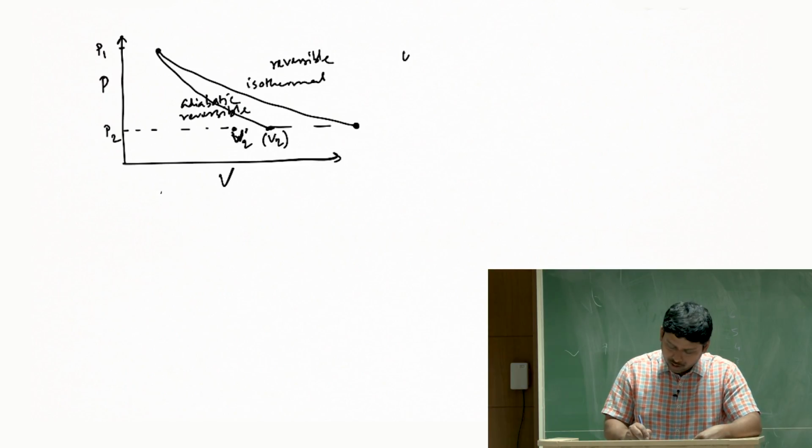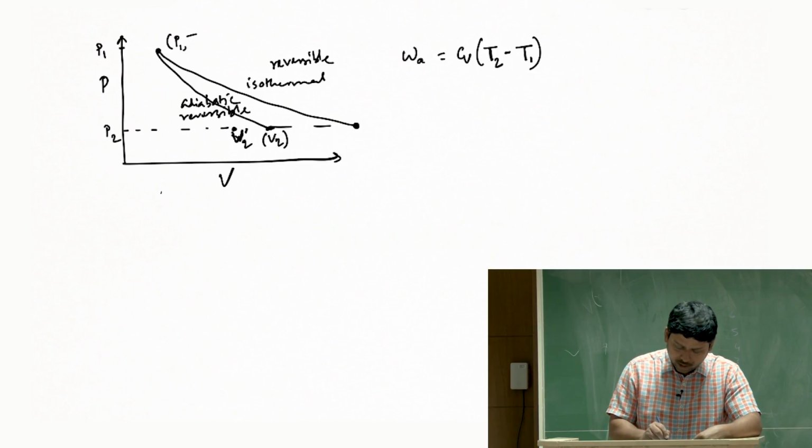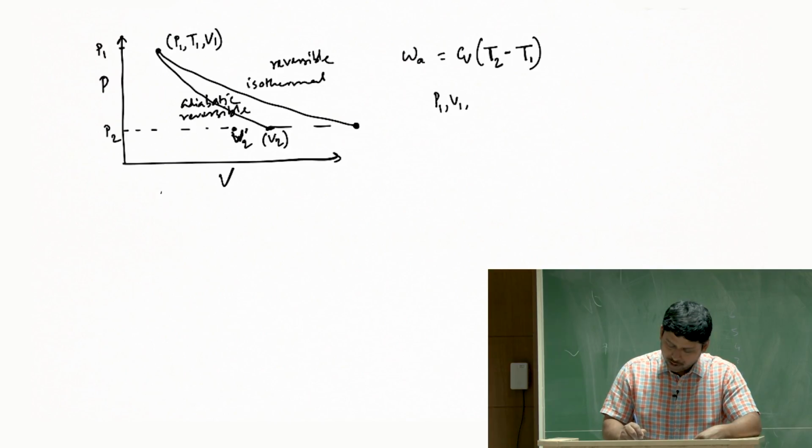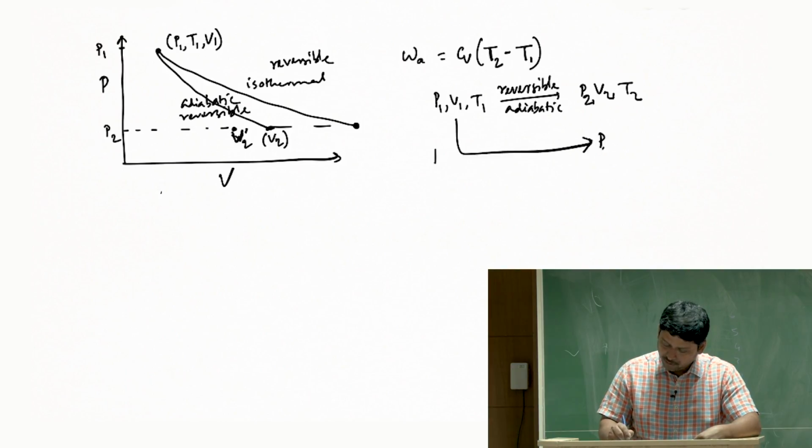So, then we know from the formula that the work done in an adiabatic process is Cv dT, or Cv delta T, where let us say the final temperature for a reversible adiabatic process is T2 and the initial temperature is T1. So, let us say the initial point is P1, T1 and V1, and it is going to P2, V2 and T2 for a reversible adiabatic process, and it is going to the same final pressure, but maybe a different volume V2 prime and different temperature T2 prime in an irreversible adiabatic process.